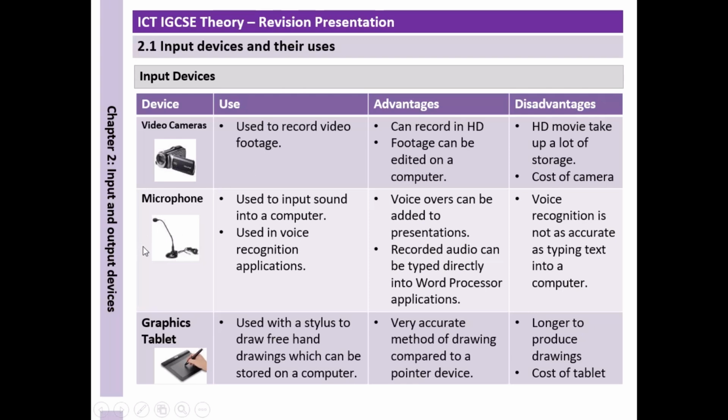And then you have got the microphone. Like now, I'm talking through the microphone on my machine, and on your end you can listen to the sound. So a microphone is used to input sound into a computer, used in voice recognition applications. Voice-overs can be added to presentations. Recorded audio can be typed directly into a word processing application. So those are the advantages.